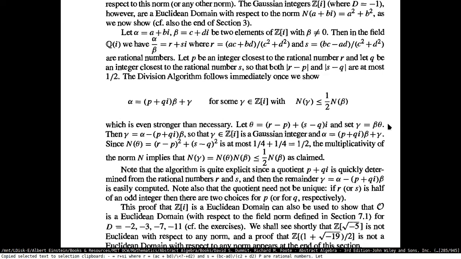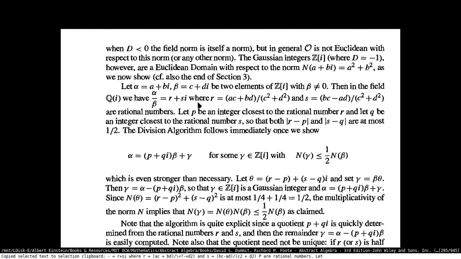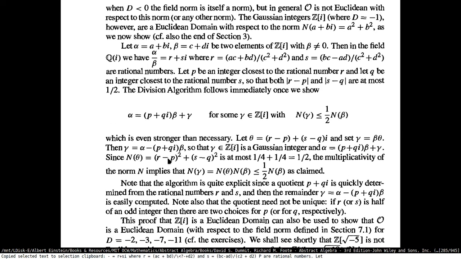Yeah, you got it now? There's nothing really in it, you just substitute and it works. So this is a Gaussian integer, right? Because it is of the form a plus bi. And alpha happens to be (p plus qi) times beta plus gamma. So you just take this to here: gamma plus (p plus qi) times beta is alpha.